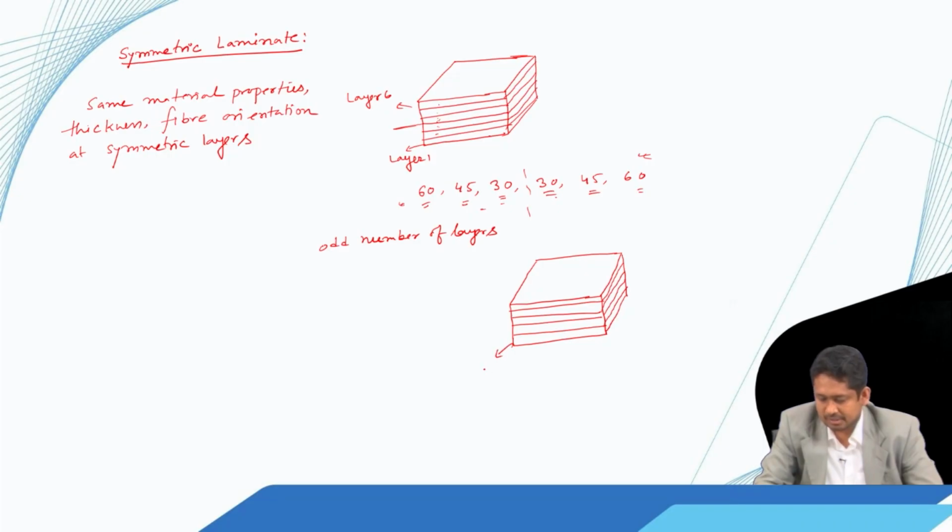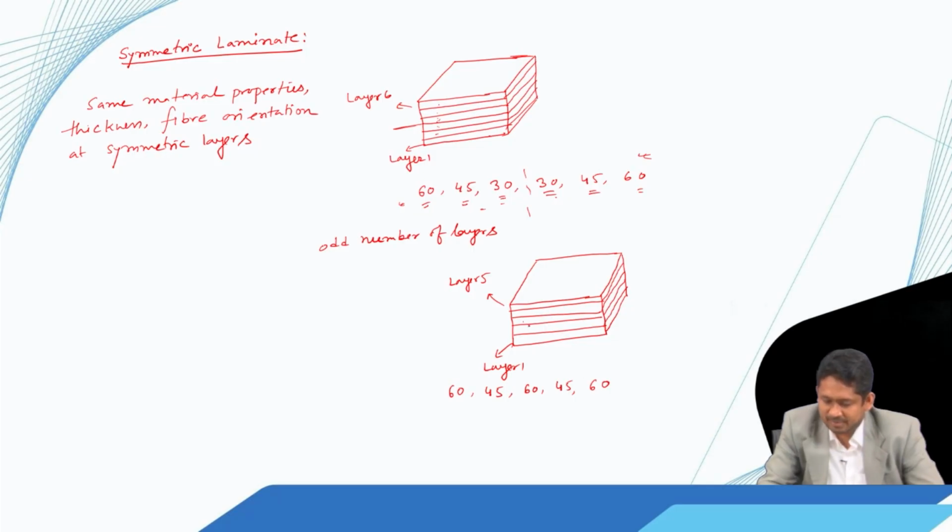So, this is layer 1, this is layer 5, and let us assume that the sequence is like this. We have 60, 45. So, 60 at the bottommost layer, which is layer 1, then second layer 45, then third layer suppose we have 60, then fourth layer suppose we have 45, and the last layer we have 60.